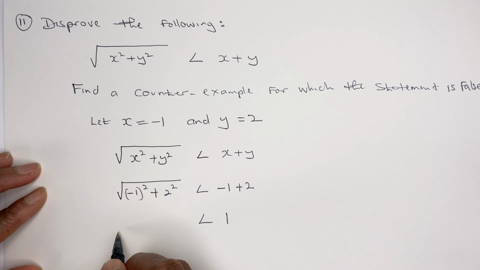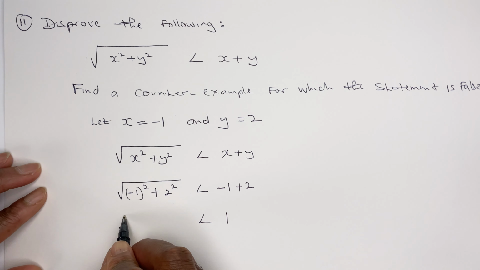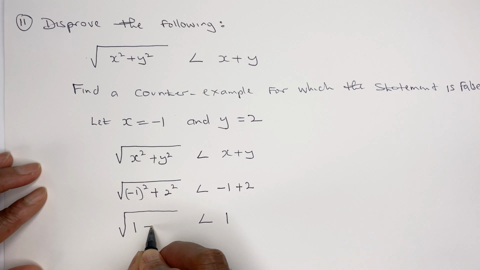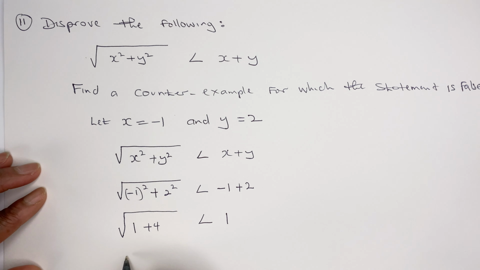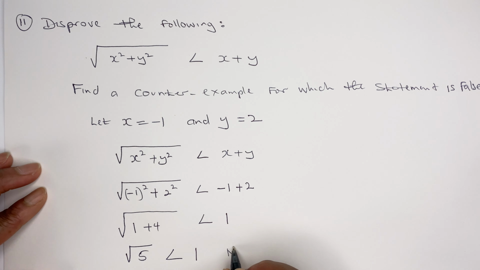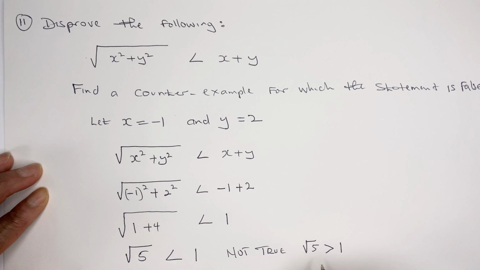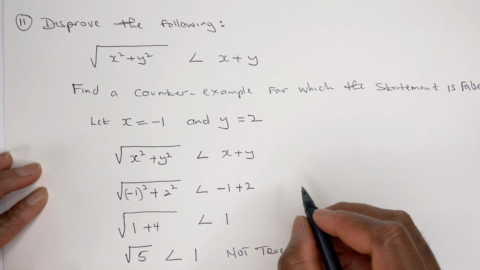Now let's see if we square root, well, the square root of -1 squared is 1, plus 4, so that will give us root of 5 less than 1. Now that's not true. In fact, root of 5 is greater than 1. Therefore, the statement is false.